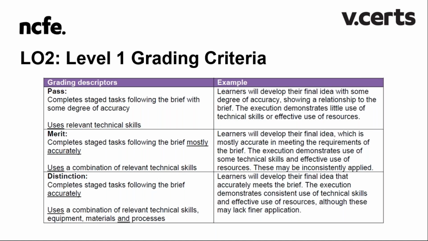And again, it might still be quite a basic response at level 1. In merit, we can see for the exemplification words like inconsistency, there might be some inaccuracies, or there might be very basic and limited evidence of that technical skill development. And there may be a very limited selection process that might not be wholly accurate or appropriate.